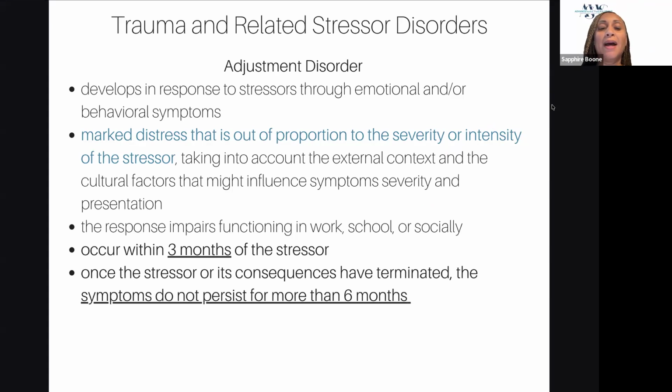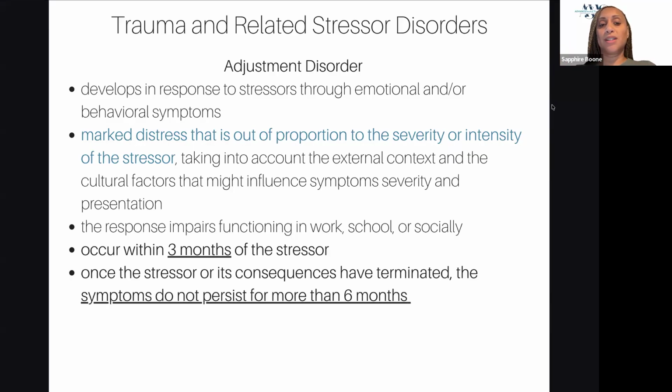Right? But if my response is not allowing me to, maybe I'm not leaving the house, and I'm having a distress that is out of proportion to the stressor that is happening to me. It could also be a breakup. Maybe I experienced a breakup, but it is out of proportion and it's impairing my functioning. Remember, when it comes to mental health disorders, that's normally a key criteria. It occurs within 3 months of the stressor. So if it begins to persist, then we're going to look at a different disorder, right?